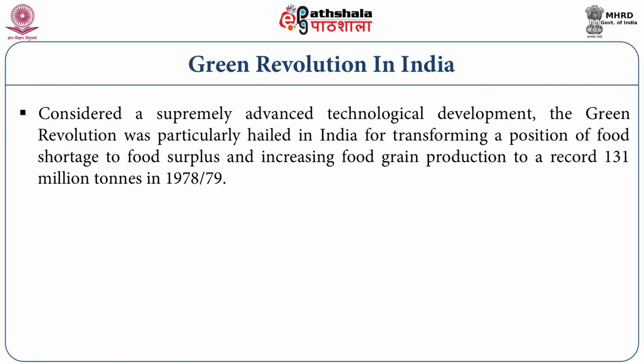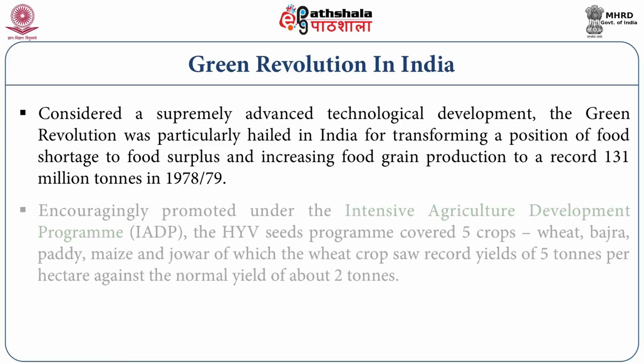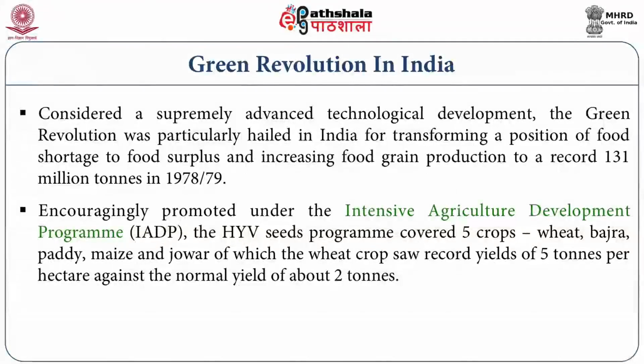Considered a supremely advanced technological development, the Green Revolution was particularly hailed in India for transforming a position of food shortage to food surplus and increasing food grain production to a record 131 million tons in 1978-1979. Encouragingly promoted under the Intensive Agricultural Development Program, the HYV seeds program covered 5 crops: wheat, bajra, paddy, maize and jowar, of which the wheat crop saw record yields of 5 tons per hectare against the normal yield of about 2 tons.